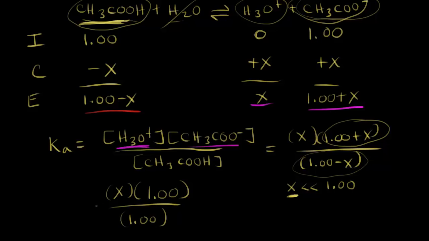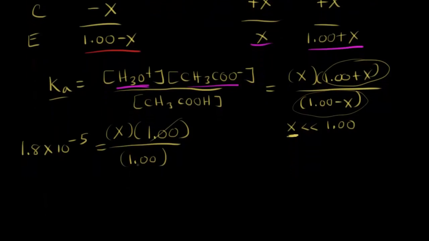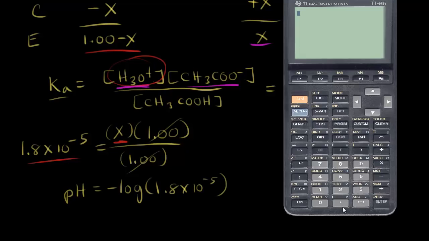And this is all equal to the Ka value, which for acetic acid is 1.8 times 10 to the negative 5. And so the ones obviously would cancel each other out here, and so the concentration of hydronium, which is x, remember, x represents the concentration of hydronium ions, is 1.8 times 10 to the negative 5. So to find the pH, all we have to do is take the negative log of that. So negative log of 1.8 times 10 to the negative 5. And so we can go ahead and get out the calculator and do that.